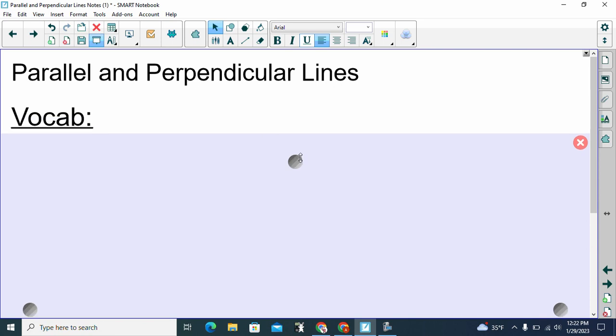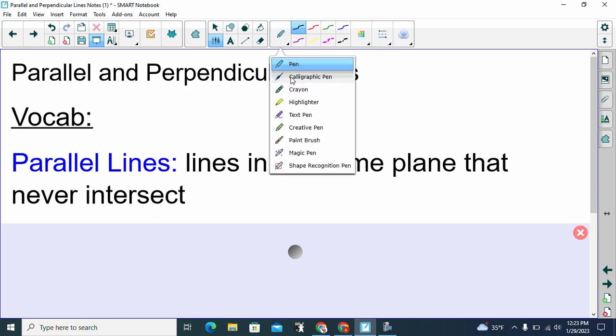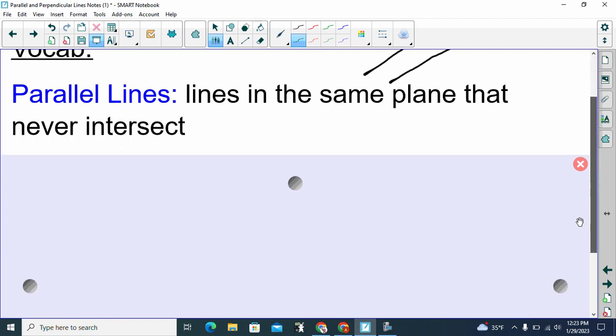So starting off with some vocabulary, parallel lines. Parallel lines are lines that are in the same plane that never intersect. Lines in the same plane that never intersect. So parallel lines would look something like that. Two lines that never intersect are parallel lines.